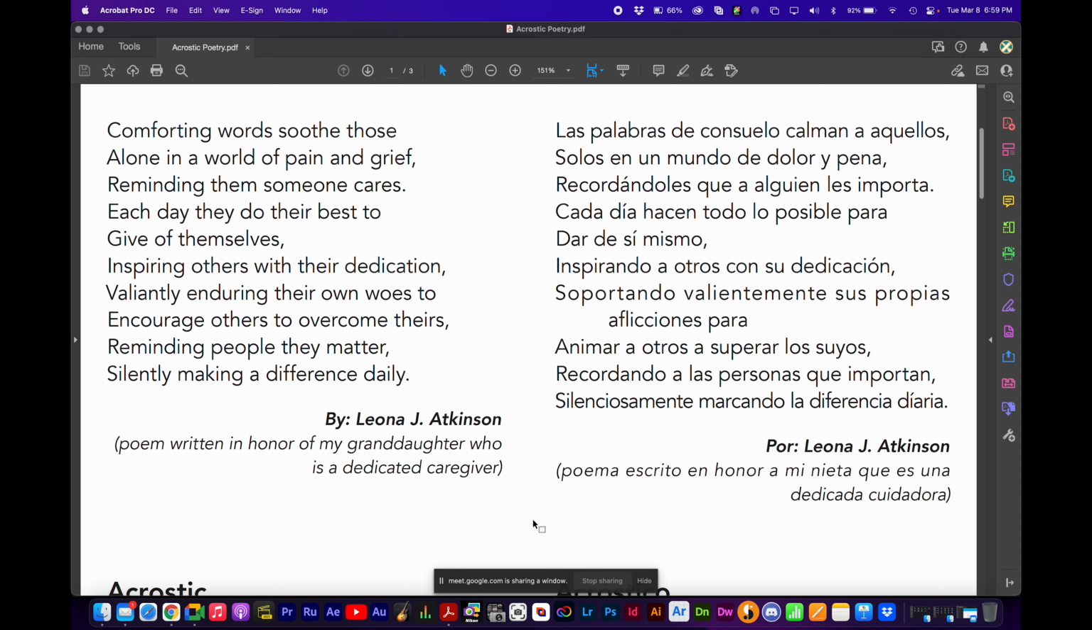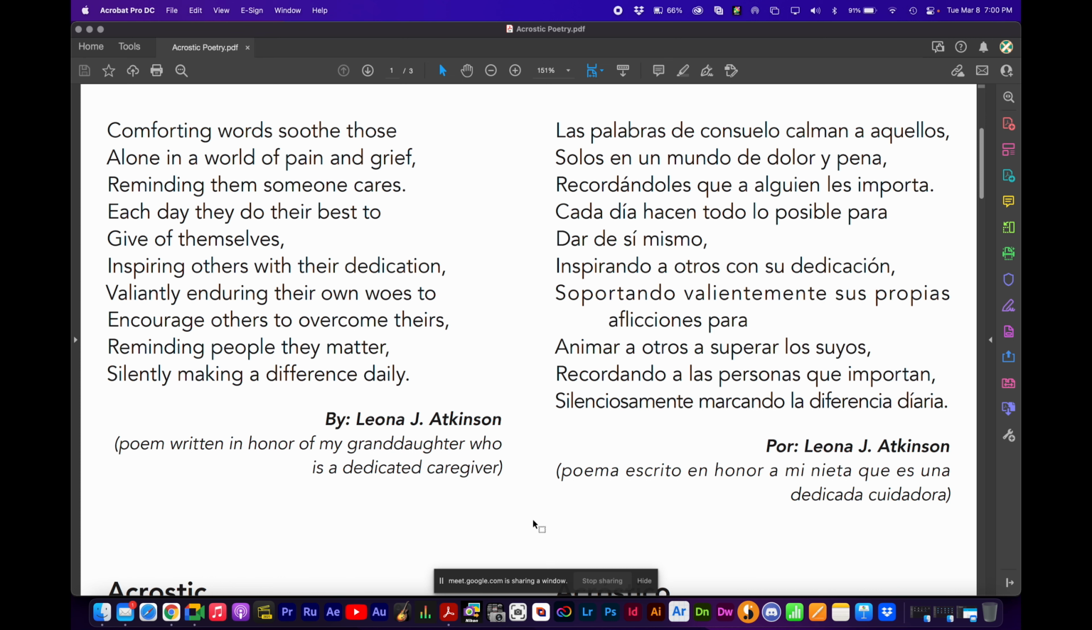Confronting words soothe those alone in a world of pain and grief, reminding them someone cares. Each day they do their best to give of themselves, inspiring others with their dedication, silently enduring their own woes to encourage others to overcome theirs, reminding people they matter, silently making a difference daily.